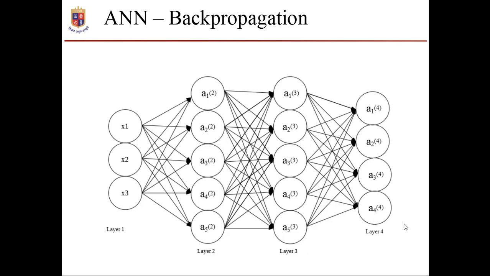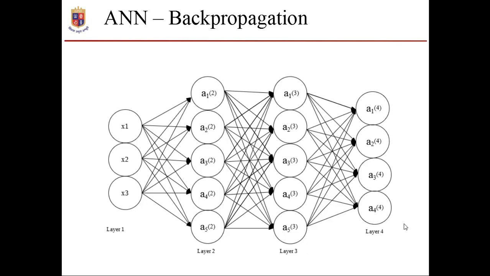Recalling the earlier diagram where we have discussed neural network with four layers. The layer 1 is the input layer and layer 4 is the output layer. There are two hidden layers, layer 2 and layer 3. Each layer has different number of neurons. The layer 1 input layer has 3 neurons or 3 components, while the layer 2 has 5, layer 3 has 5, and layer 4 has only 4 neurons.